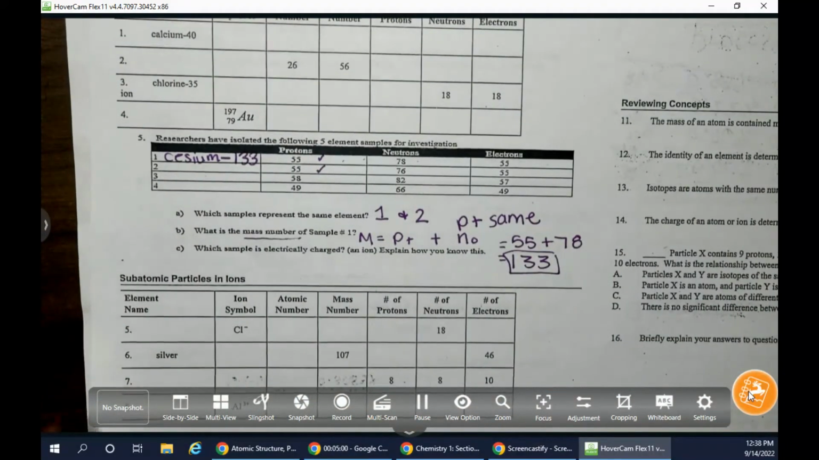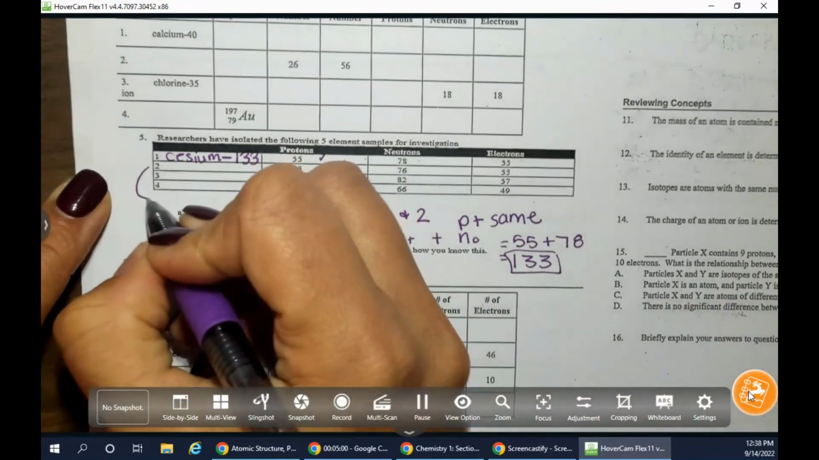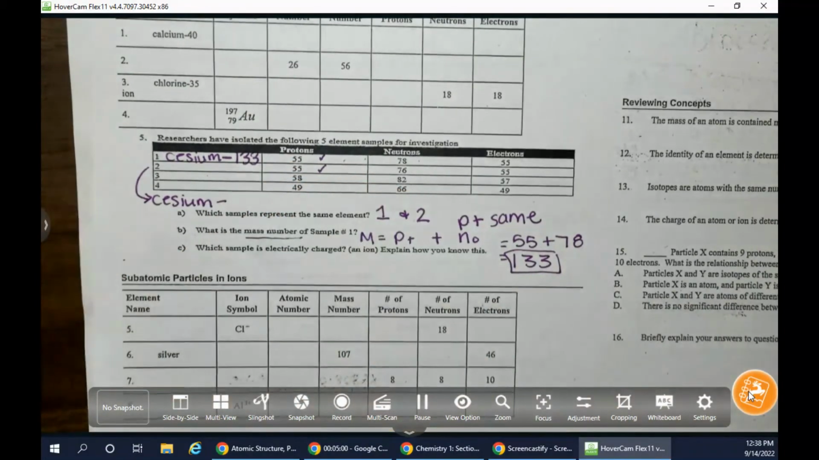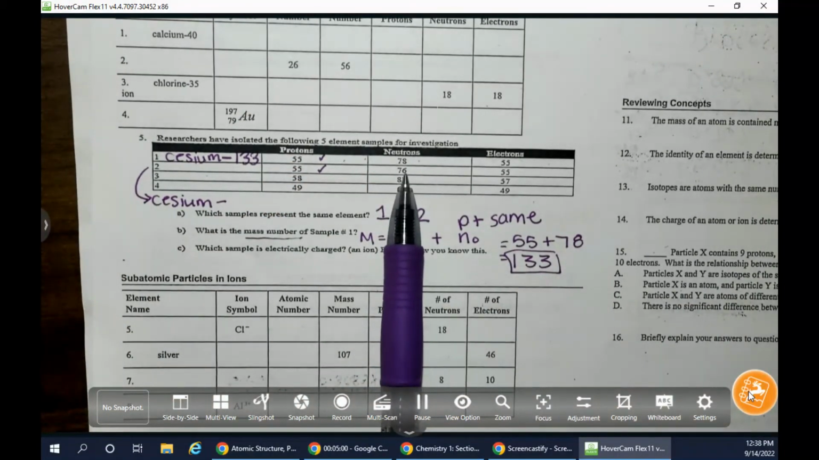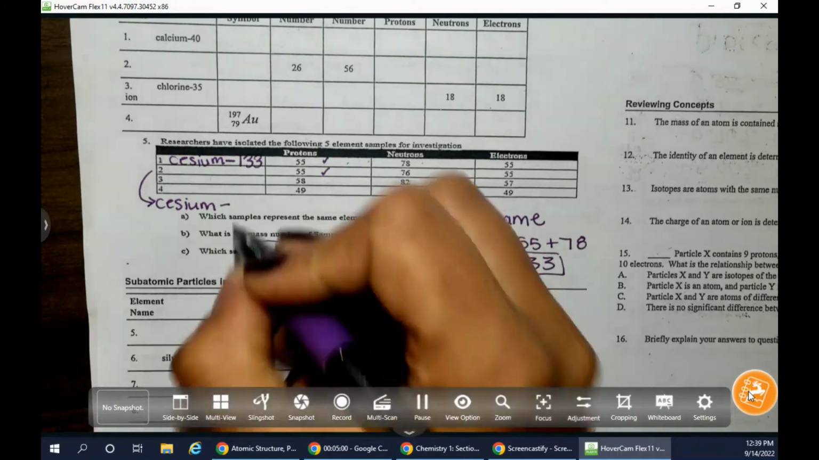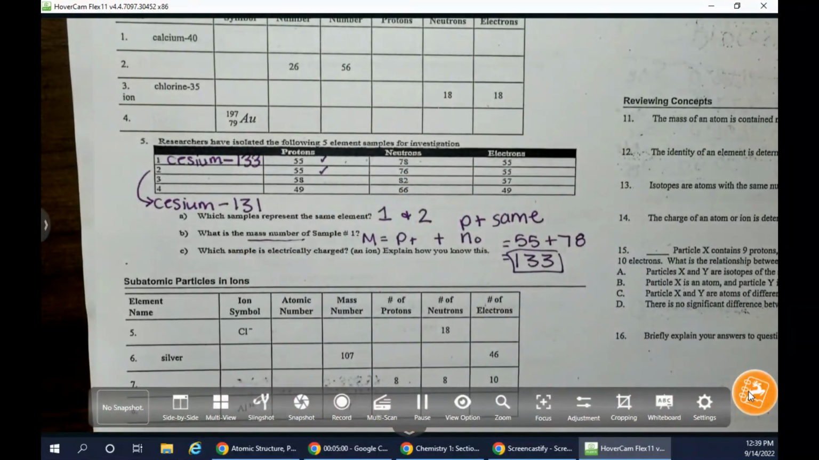That's that isotope. Just a quick question, just to make sure we got it. What is number 2's name? Number 2 is cesium. And then we have 2 fewer neutrons, so 131. Good. Okay, so those are the isotope notations. Those are the isotope names, okay?